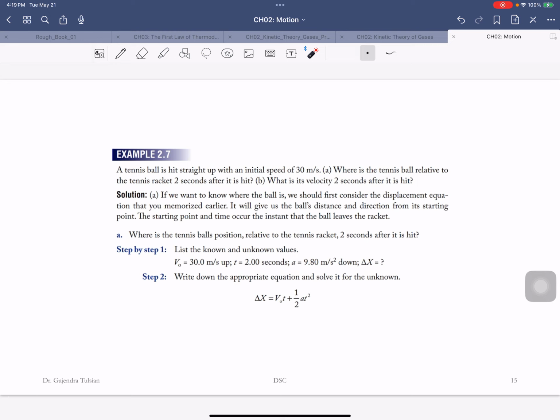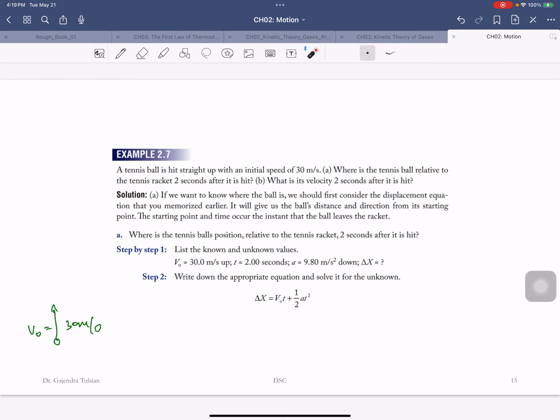In this problem, you're calculating the displacement. There's the initial velocity, and there's 1/2 acceleration times t squared. The initial velocity is 30 meters per second. You're calculating the displacement after 2 seconds. t would be 2 seconds, and acceleration is 9.8 meters per second squared. That's the magnitude. So in this problem, a tennis ball is hit straight up with an initial speed of 30 meters per second.